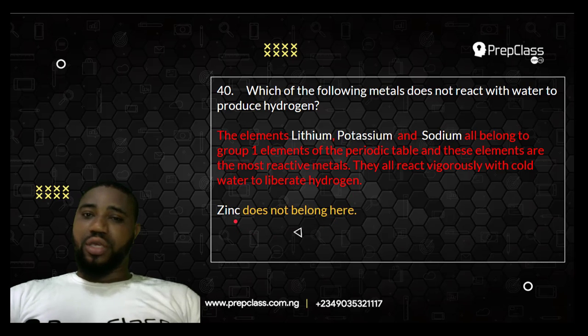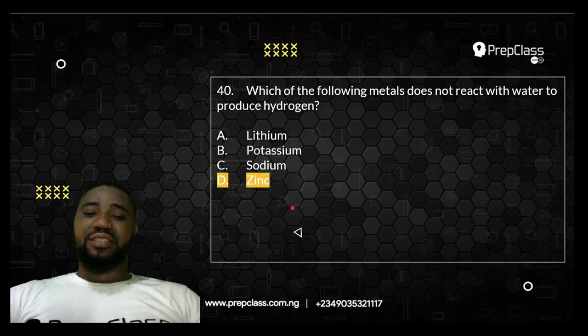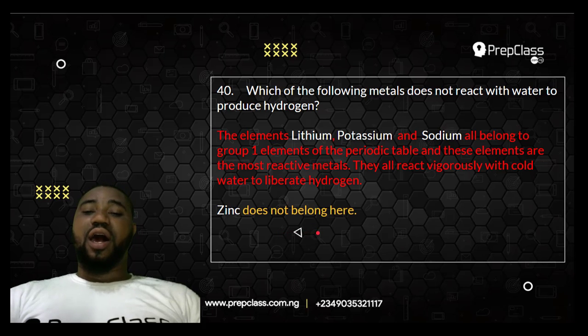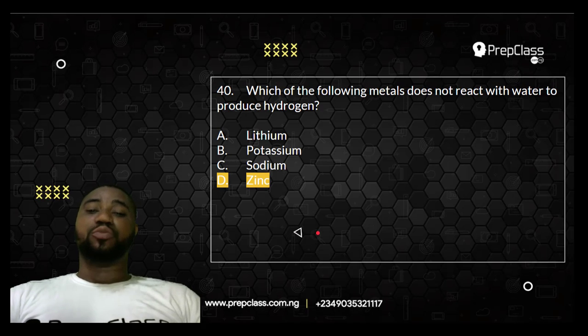But zinc does not belong here. Zinc belongs to the transition metals, and the transition metals do not react with cold water. For them to react, in most cases, they must be red hot, and what they mostly react with is steam. So zinc cannot react with cold water to liberate hydrogen. So the correct answer there is zinc. It is zinc that does not react with cold water to produce hydrogen gas. So zinc is the correct answer.